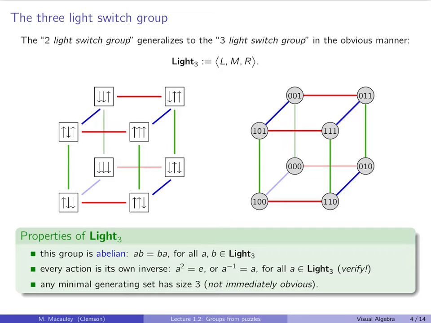Another property: every action is its own inverse. That means A inverse equals A for all actions in here, or equivalently, A squared is the identity. And that makes sense, because if you start from here and you toggle any collection of switches, so maybe you toggle the second and the third switch, and you do that again, you get back to where you started.